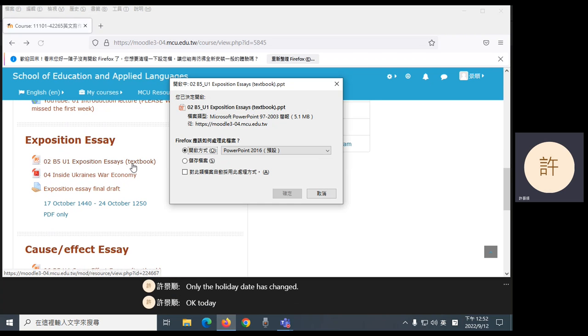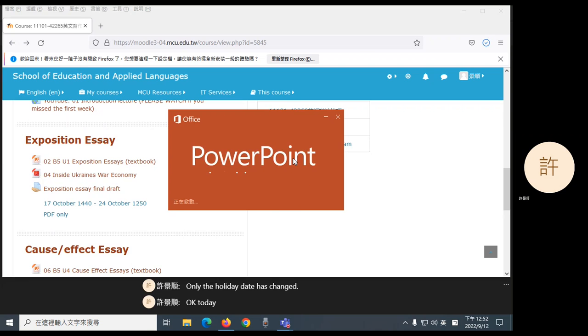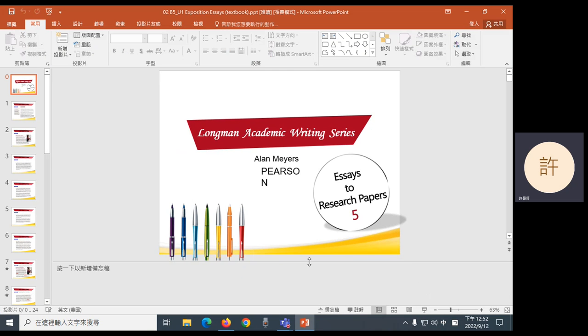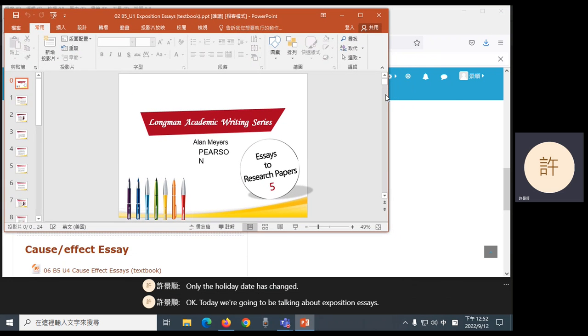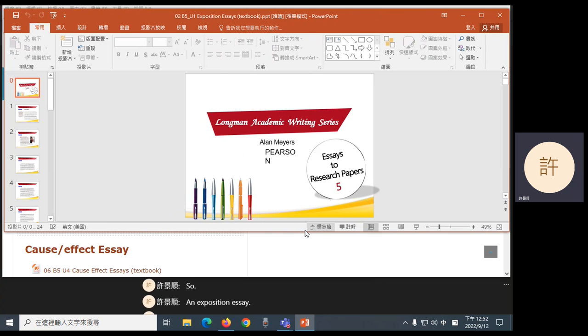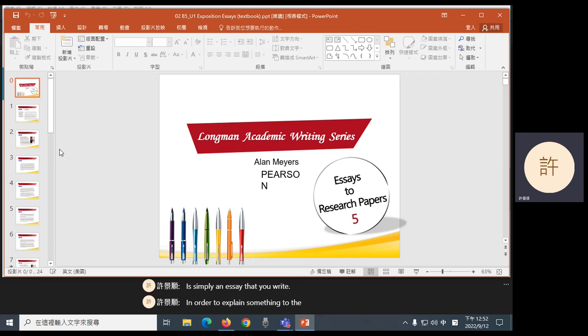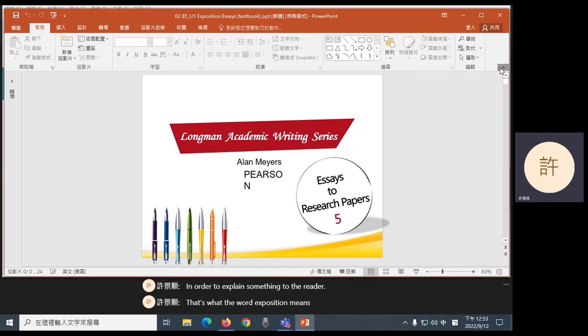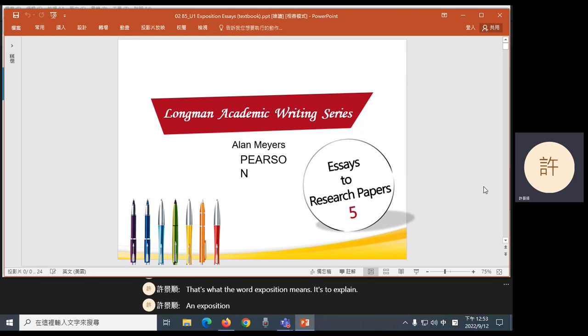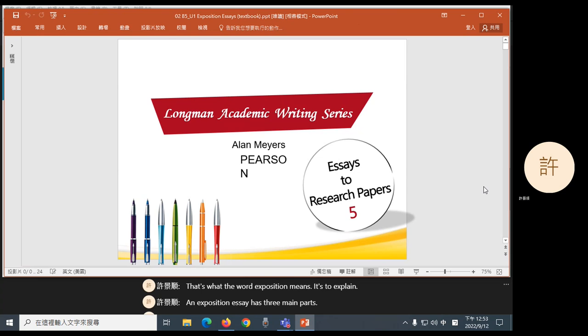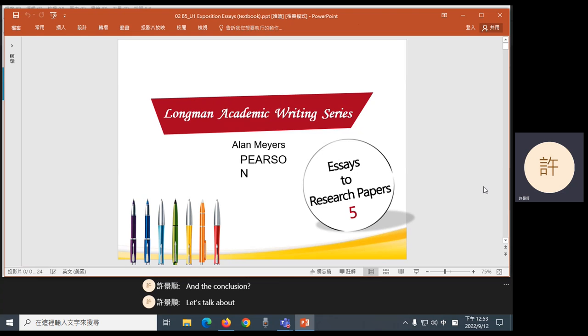Okay, today we're going to be talking about exposition essays. So, an exposition essay is simply an essay that you write in order to explain something to the reader. That's what the word exposition means. It's to explain. An exposition essay has three main parts: the introduction, the explanation, and the conclusion. Let's talk about the first part and the third part, and then we'll come back to the middle.